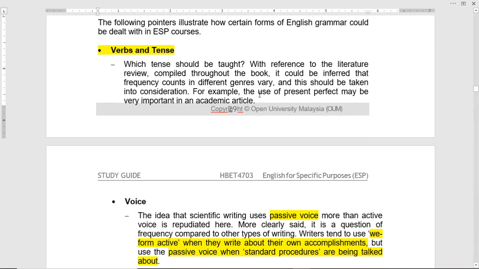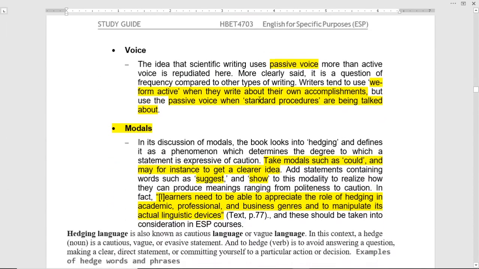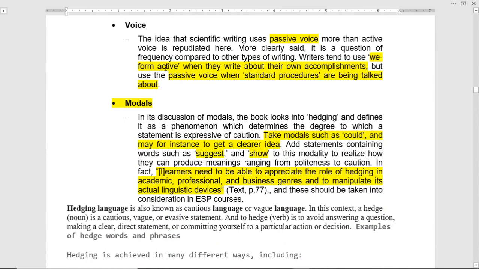For example, the use of present perfect may be very important in an academic article. Then the voice. The voice is actually the active or the passive. Scientific writing uses passive voice more than active voice. Writers tend to use the "we" active form when they write about their own accomplishments, but use the passive voice when standard procedures are being talked about.